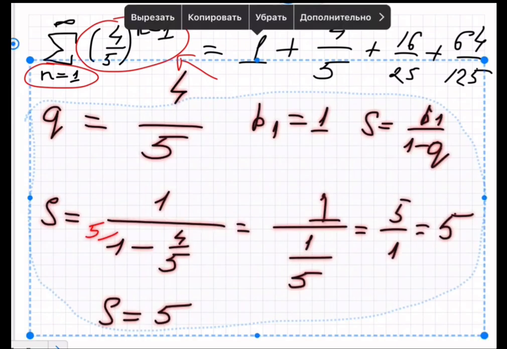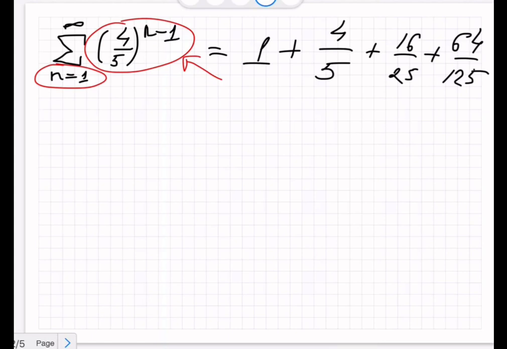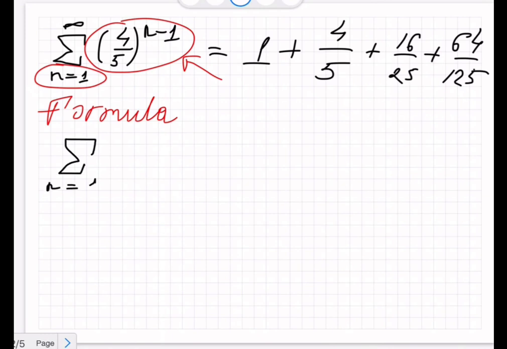Now, let's say you don't want to write out the sequence of partial sums. How can we determine the first term and the common ratio? This is the formula. For the series with the sequence b times q raised to the n minus 1, the sum is b over 1 minus q.